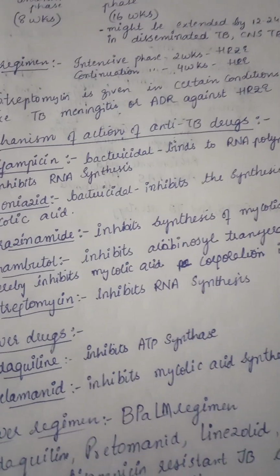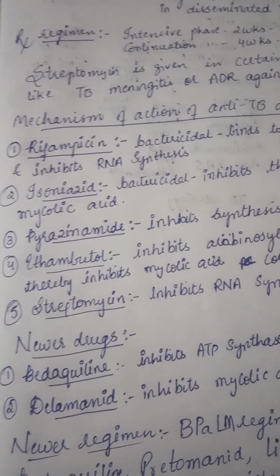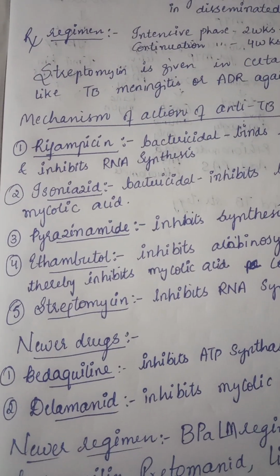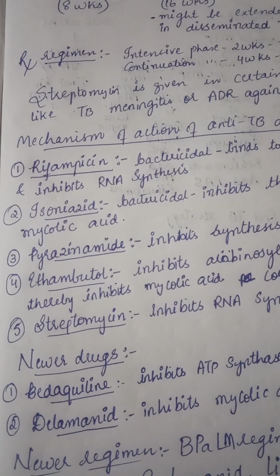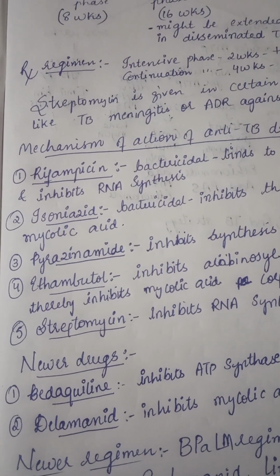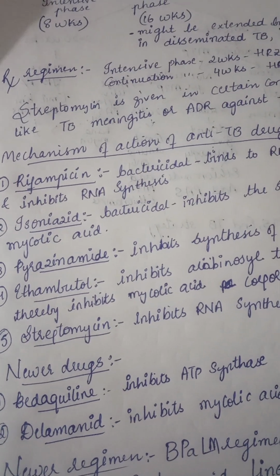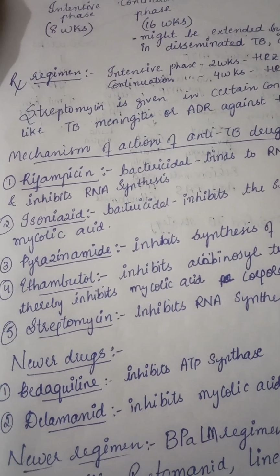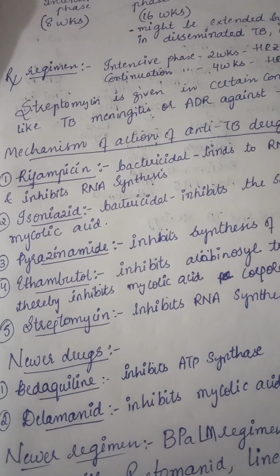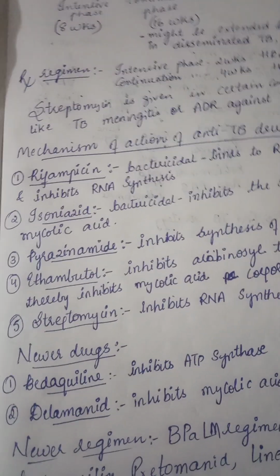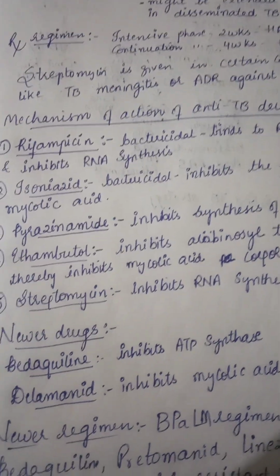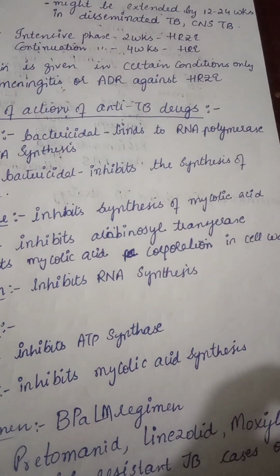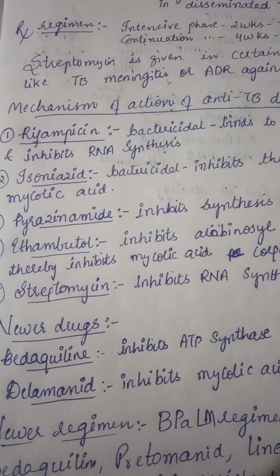Isoniazid is also bactericidal. It inhibits the synthesis of mycolic acid. Mycolic acid is a component of the cell wall of Mycobacterium tuberculosis. Why is the name of the TB bacilli Mycobacterium tuberculosis? It's because of the content of mycolic acid which is present in the cell wall, right? So it will inhibit the synthesis of mycolic acid. All right. Then coming to the pyrazinamide, it inhibits the synthesis of mycolic acid, right? Same as that of the isoniazid.